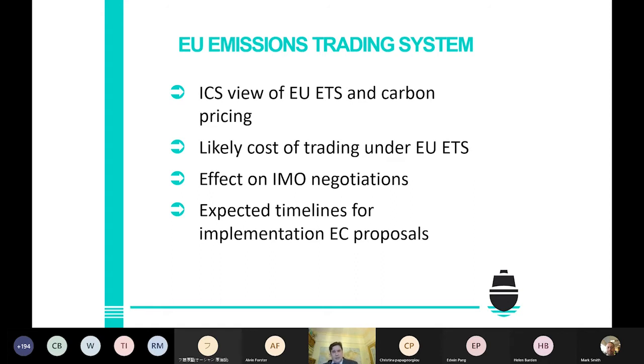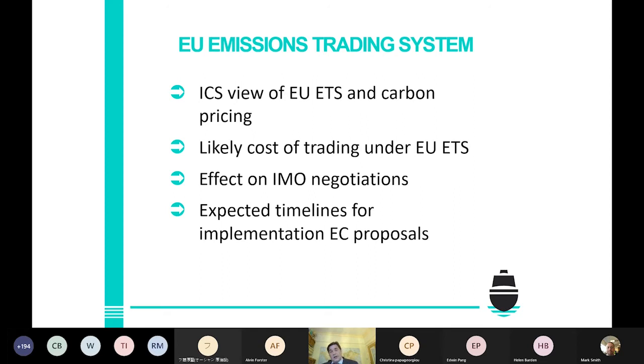Next point quickly, the cost of trading under the EU ETS. The difficulty is ultimately we don't know what the carbon price is going to be because it's set by the market. At the moment, the EU carbon price is about 60 euros. 2-3 years ago, it was only 5 euros. So who knows what it's going to be in 5 or 10 years' time. But we anticipate it's going to increase quite considerably.